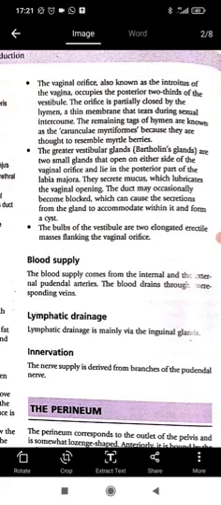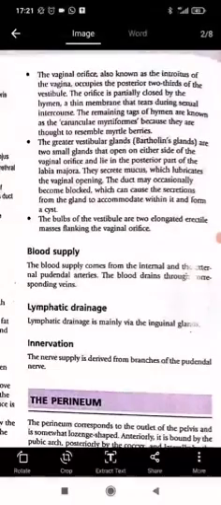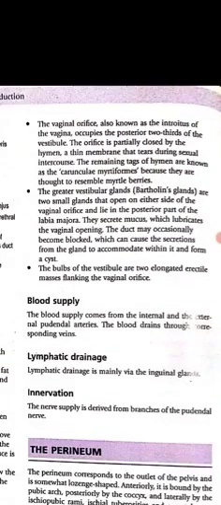So what is the blood supply? For this, just remember pudendal. Pudendal arteries, pudendal veins, and pudendal nerves. That is going to be very easy to remember. So for the arterial blood supply, we have internal and external pudendal arteries. For the venous drainage, we have internal and external pudendal veins. For the lymphatic drainage, we have inguinal glands. Then for innervation, we have branches of the pudendal nerve.